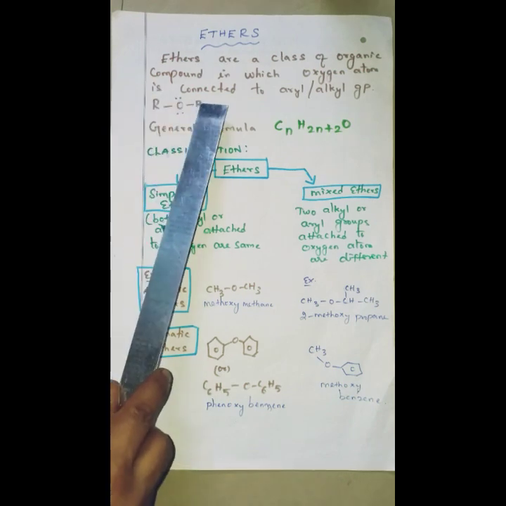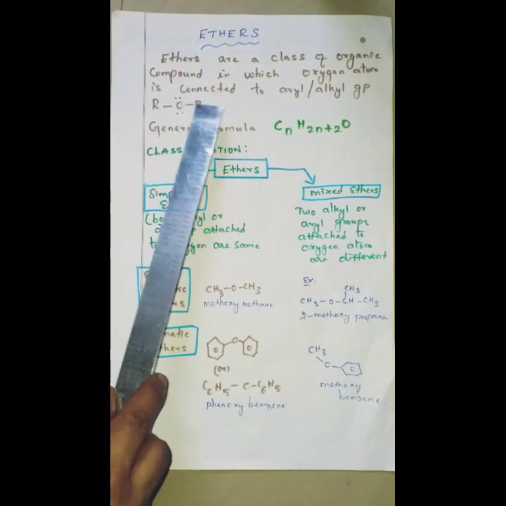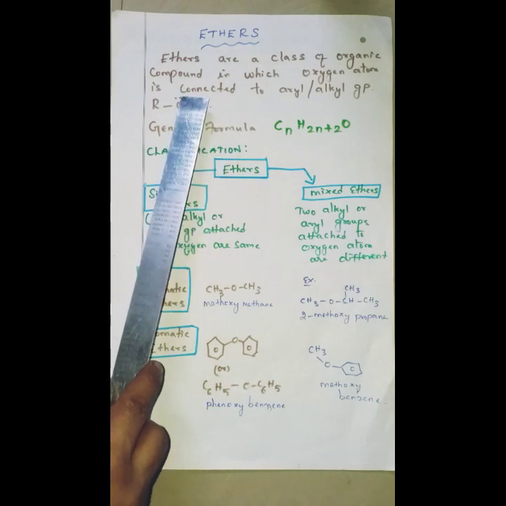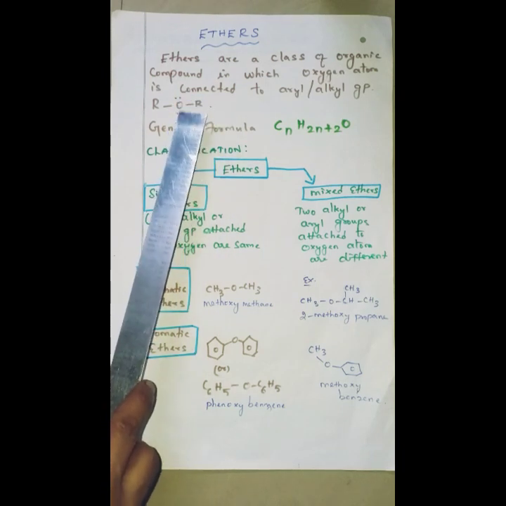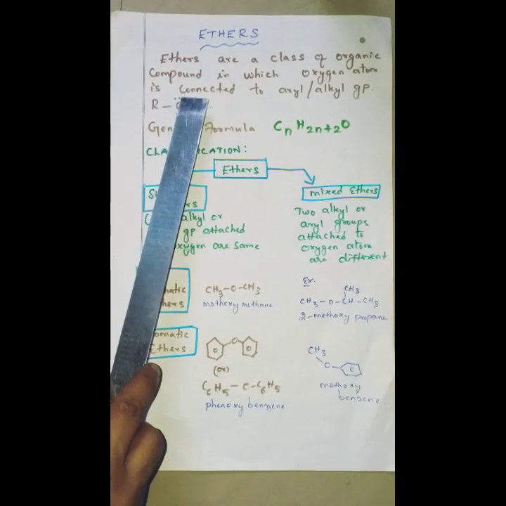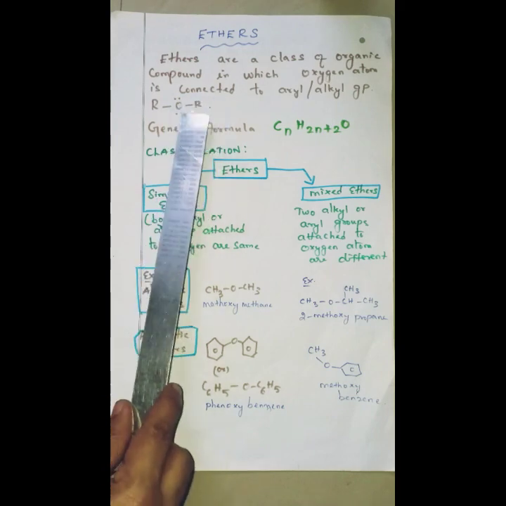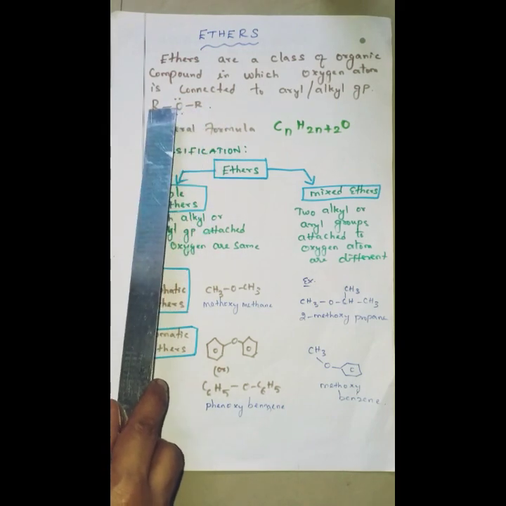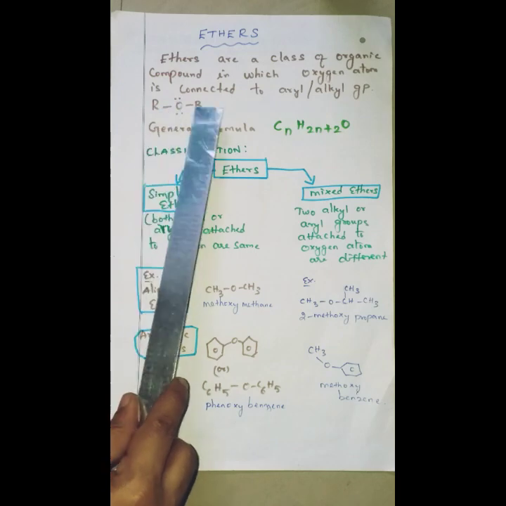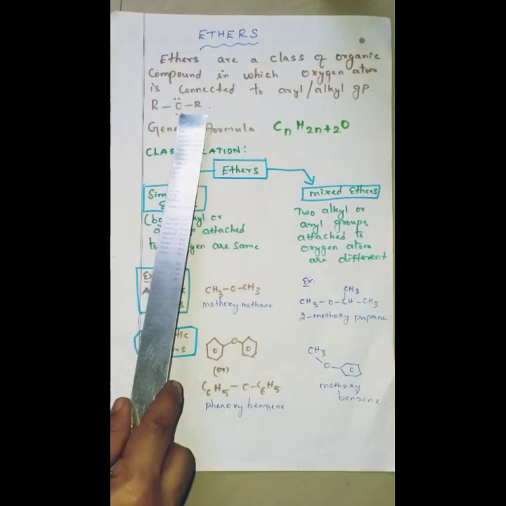2 electrons go to bonding with the R group. The remaining 4 electrons are represented as the 2 lone pairs of electrons. So ethers are compounds in which the oxygen atom is attached or connected to alkyl group or aryl group. So this is called ethers.